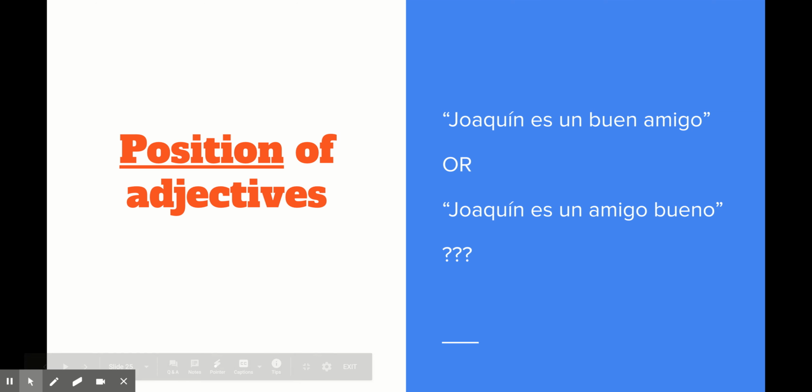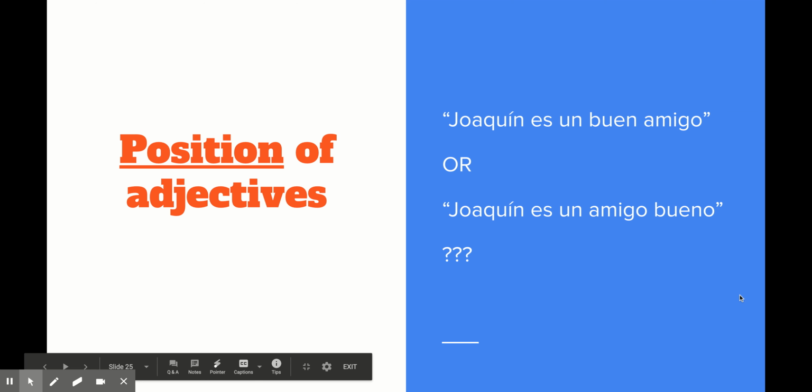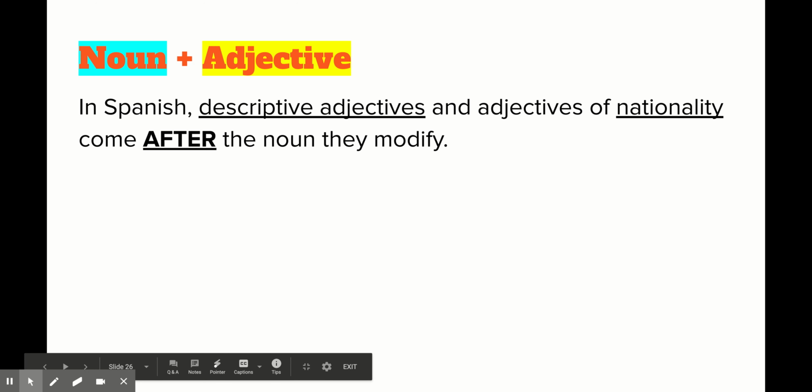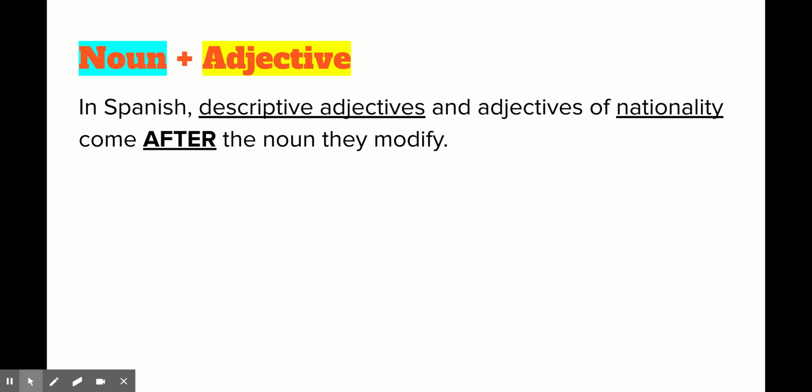Okay, both of them are correct, and I will tell you why towards the end of this. Here we go. First off, in Spanish, guys, descriptive adjectives, meaning they're describing things like tall, short, ugly, fat, and adjectives of nationality, which you will learn later on this quarter, come after the noun they modify. So it looks like this, always.